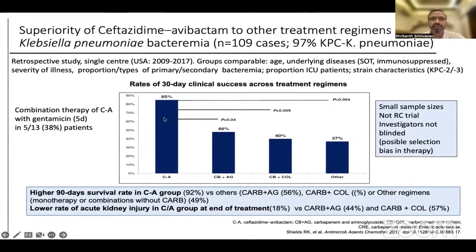The cure rate is much higher, 85% versus 48% for the rest. So definitely a much more superior drug. The 90-day survival is also much higher, 92% survival as compared to only 50% survival when we have a carbapenem and colistin combination.